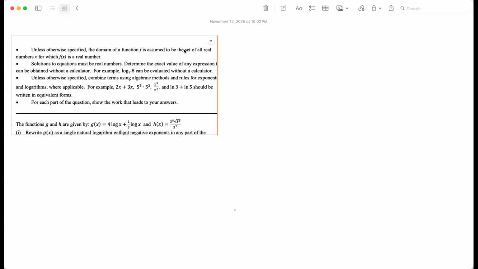Unless otherwise specified, the domain of a function f is assumed to be the set of all real numbers x for which f of x is a real number. Solutions to equations must be real numbers. Determine the exact value of the expression that can be obtained with no calculator usage.